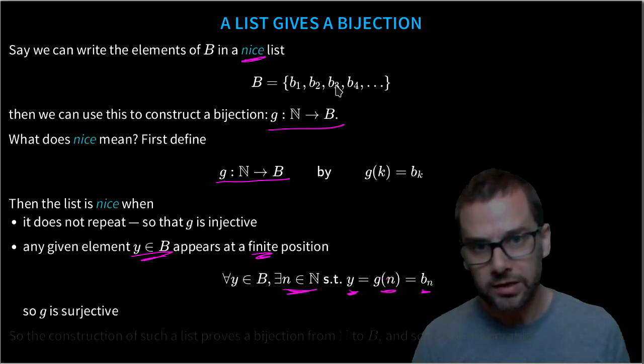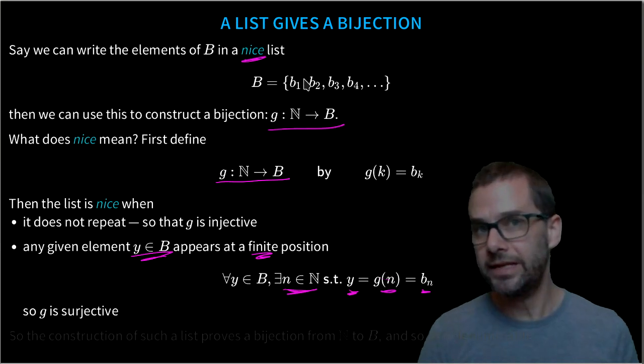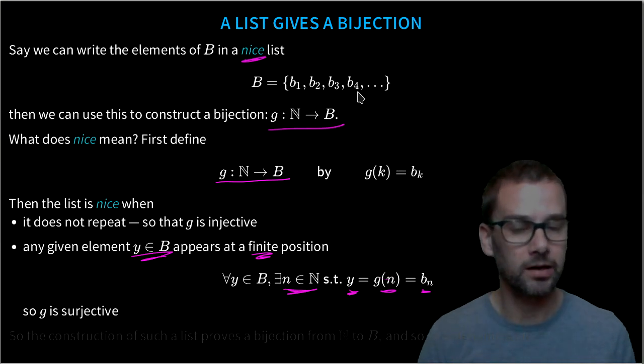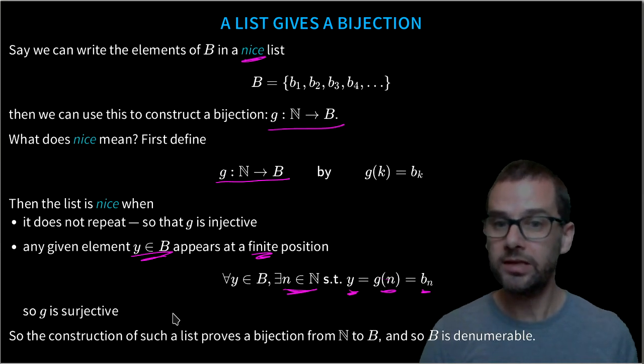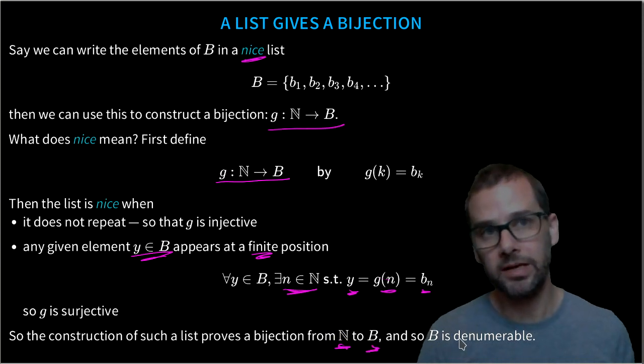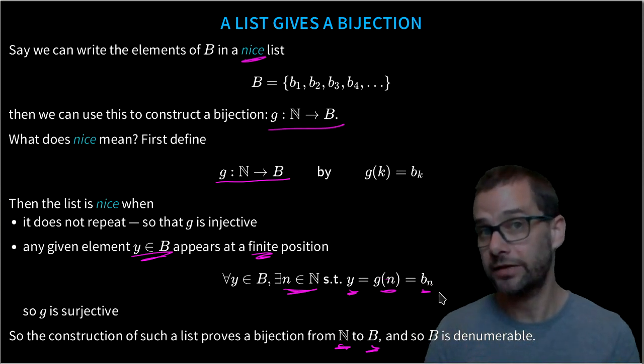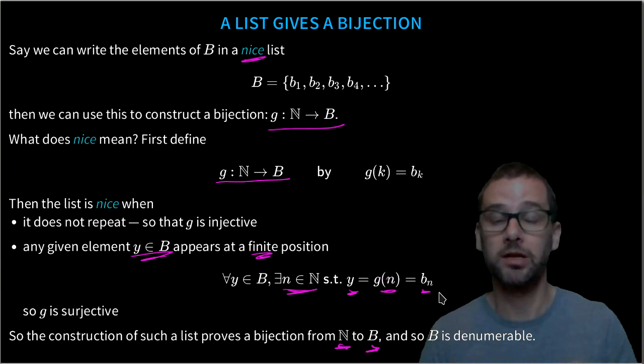And so if we can construct such a nice list, namely things don't repeat, and any given element of b appears at some finite place in the list, then this constructs a bijection from n to b, making b denumerable. Okay, so this gives us a way of producing a bijection which doesn't rely on us having a nice formula, it just relies on us being able to construct a nice list.